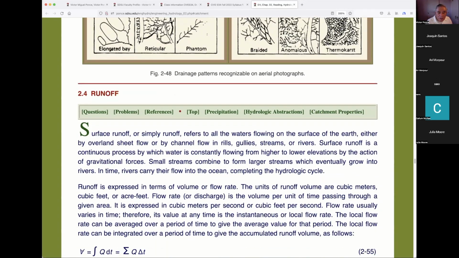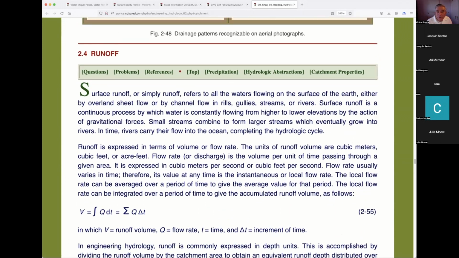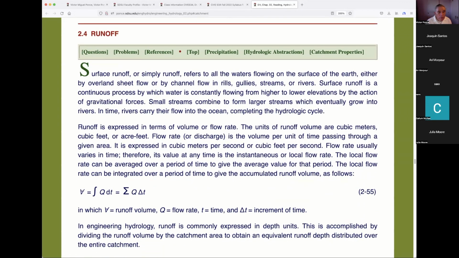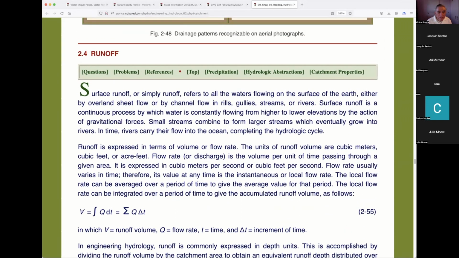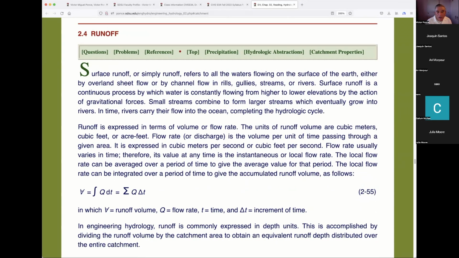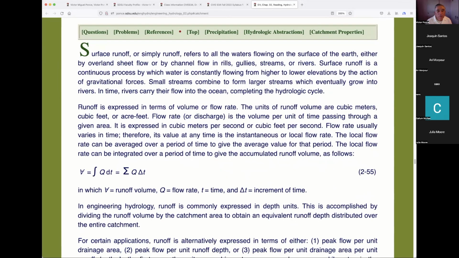Okay, we'll move on to the next subject right after describing the catchment and its properties. Now we move into the subject of runoff. Surface runoff refers to all the water flowing on the surface of the earth, either by overland flow or by channel flow in rills, gullies, streams, or rivers. It is a continuous process by which water is constantly flowing from higher to lower elevation by the action of gravitational forces.